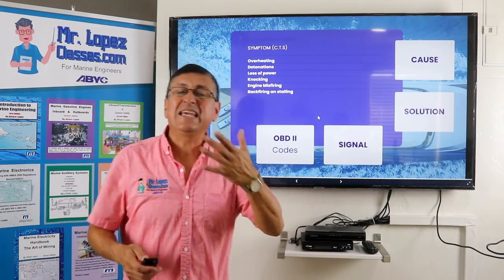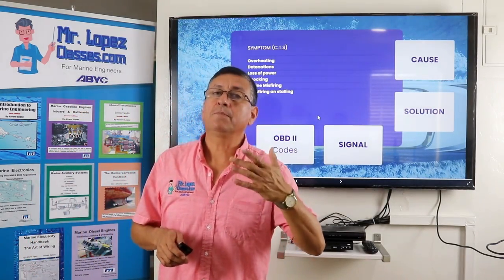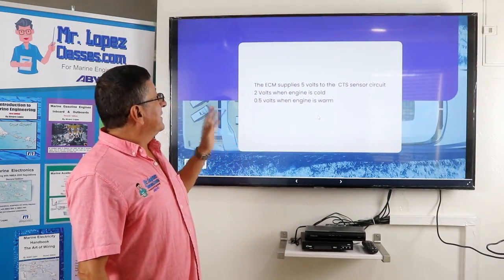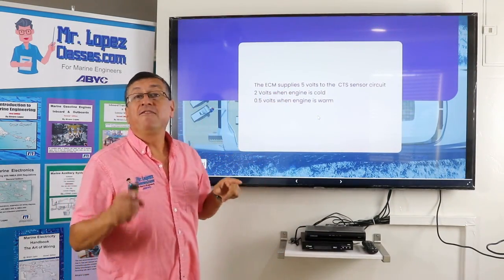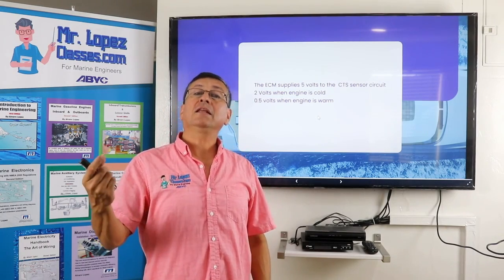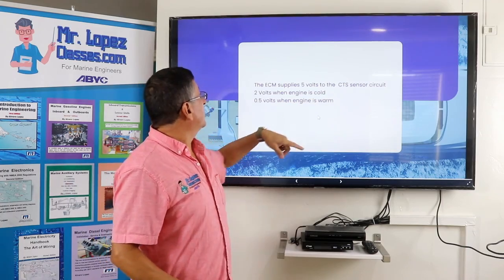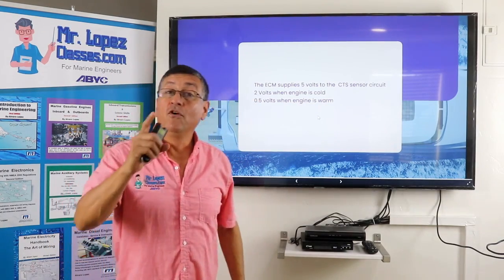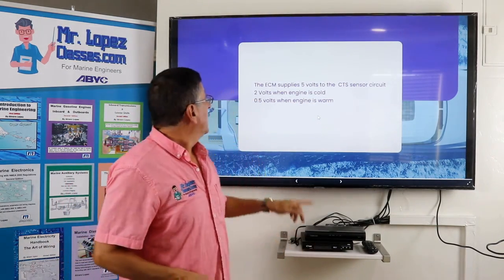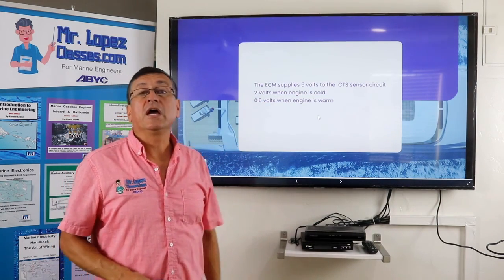We are going to check the signal, normally on the coolant temperature sensor. The computer supplies 5 volts. That's the signal entering into the sensor, 5 volts, to the coolant temperature sensor. 2 volts when the engine is too cold, and 0.5 volts when the engine is warm.